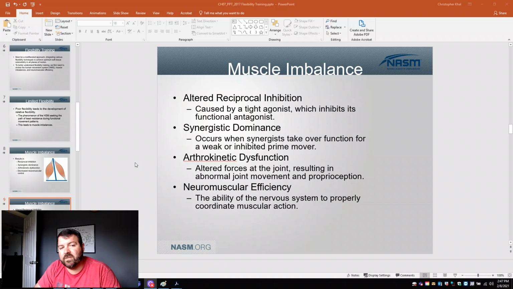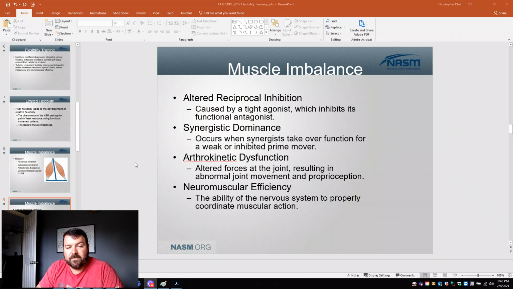So with muscle imbalances, there's altered reciprocal inhibition. This is caused by the agonist, or that primary muscle, which inhibits its functional antagonist. Okay, so like that tight agonist. Let's say you have tight hamstrings. If your hamstrings are really, really tight and not allowing full extensibility, it's going to limit and inhibit, which just means decreasing the amount of force that your quads could exert, because you need a little bit of balance.